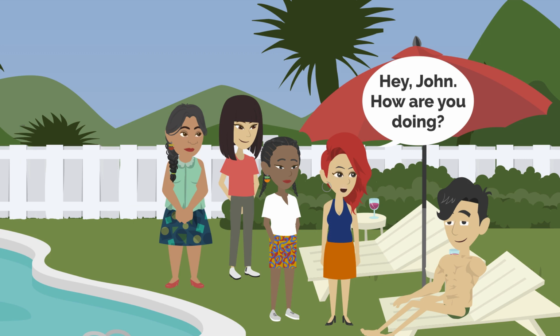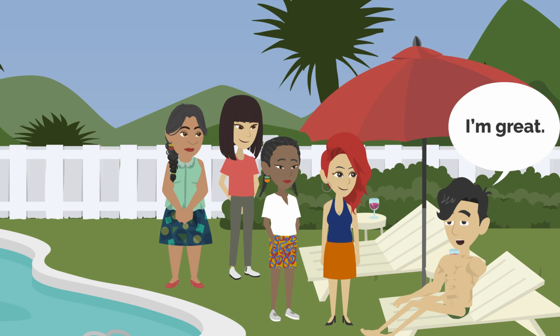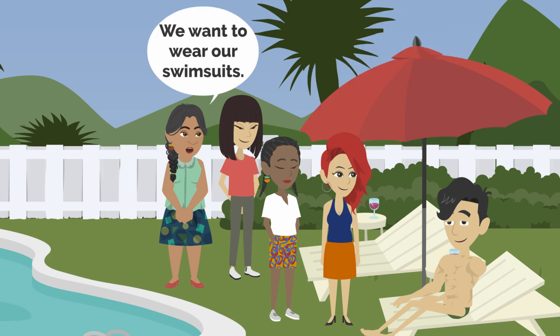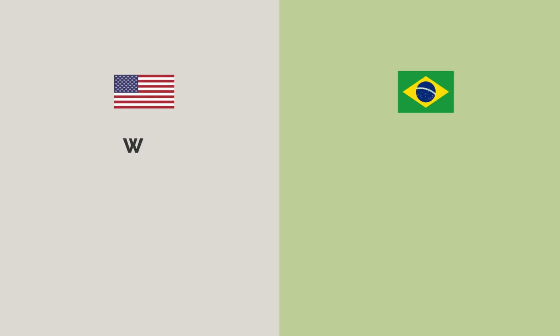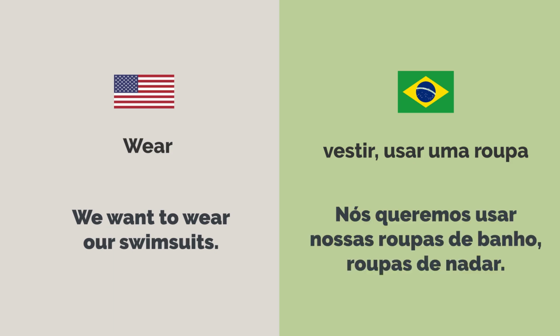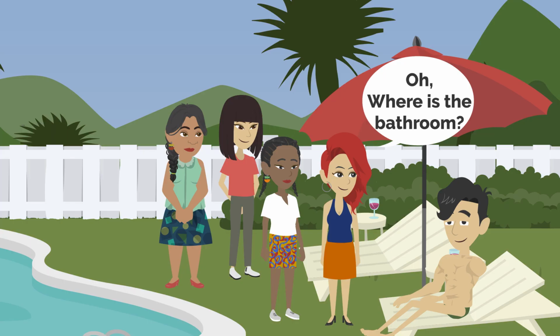Hey, John. How are you doing? I'm great. Sylvia is very sexy. And she's in my house now. We want to wear our swimsuits. Wear. Vestir, usar uma roupa. We want to wear our swimsuits. Nós queremos usar nossas roupas de banho, roupas de nadar. Where is the bathroom? It's over there.